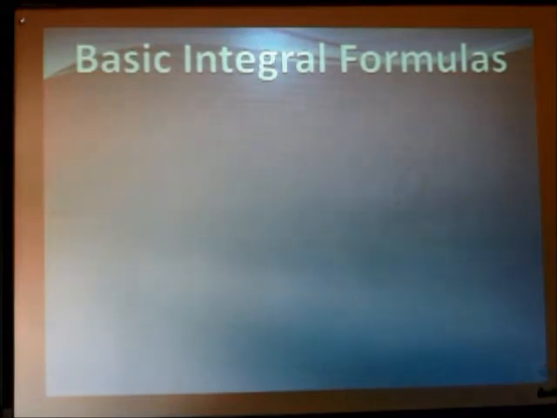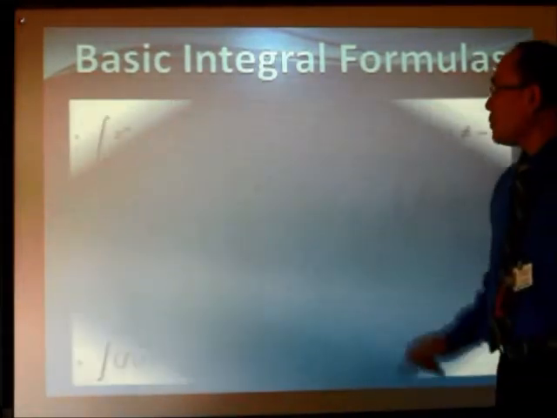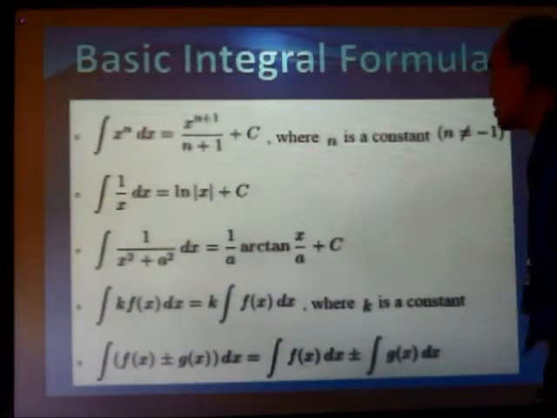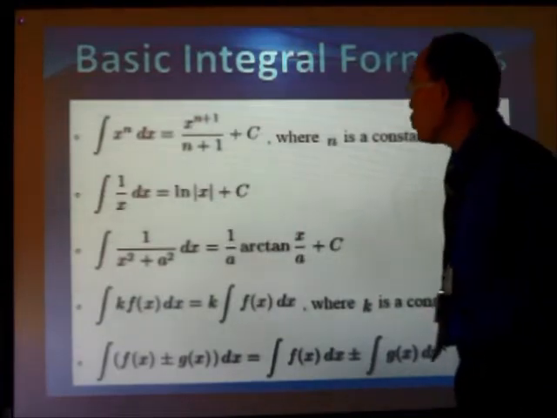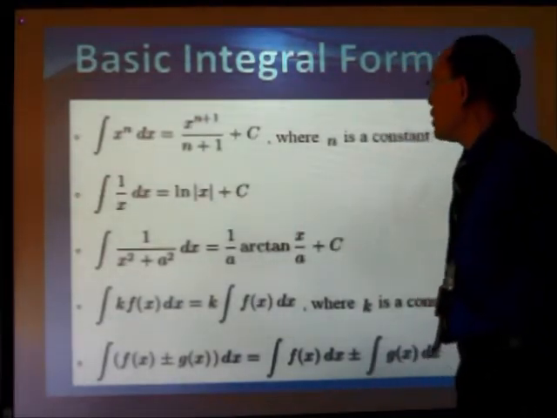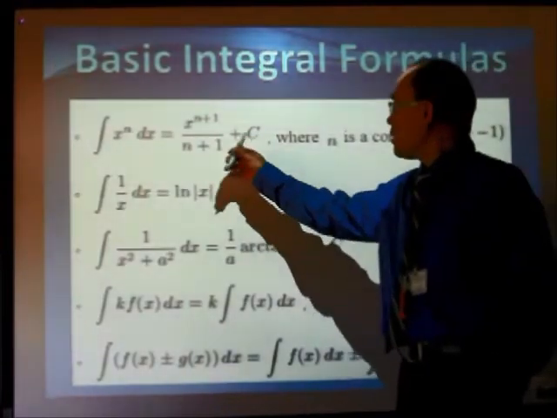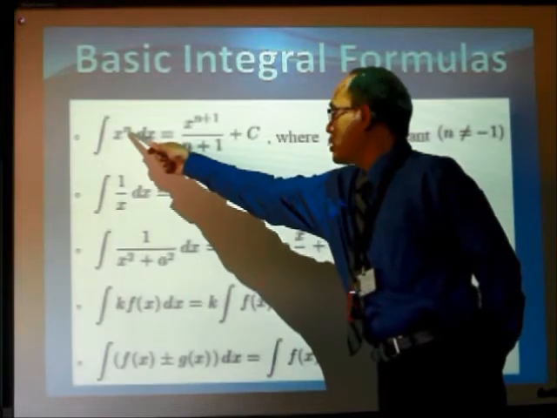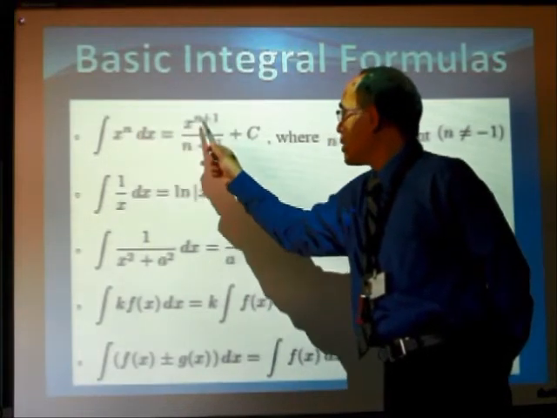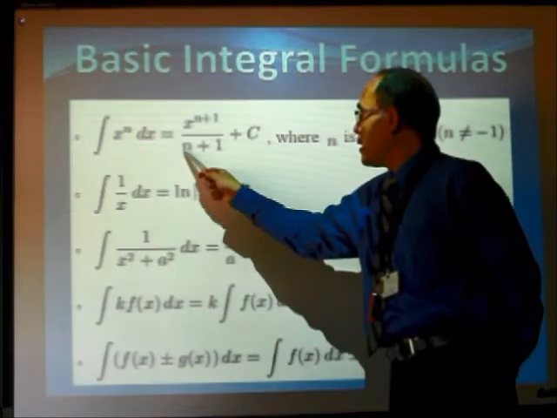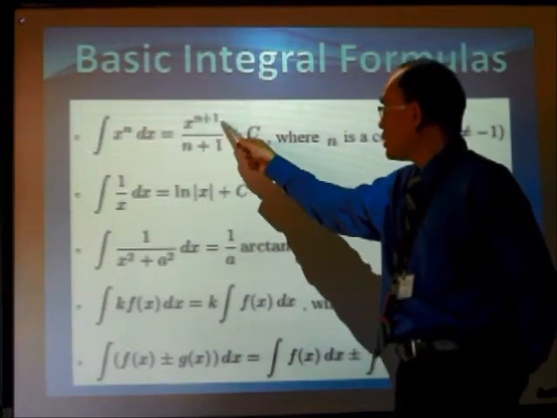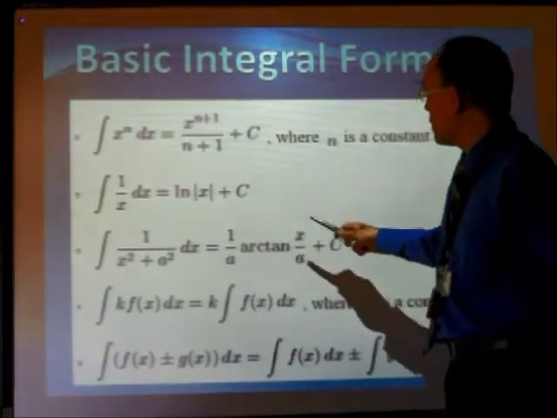What are the basic integral formulas we have here? The first is x to the n. The integral of x to the n dx is x to the power of n plus 1 over n plus 1 plus c. So what does this mean? If you have a variable x to a certain exponent n, to integrate that we add 1 and then divide by n plus 1, whatever we get on the exponent, and then of course plus c.